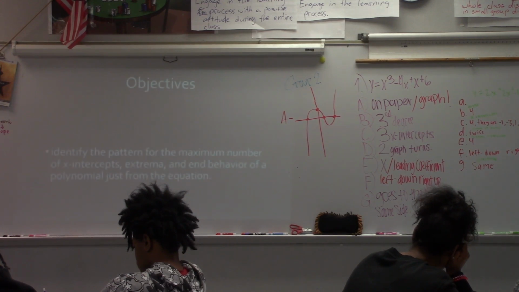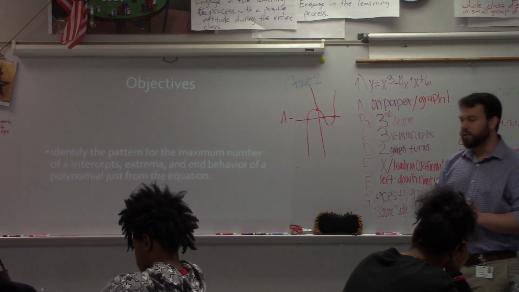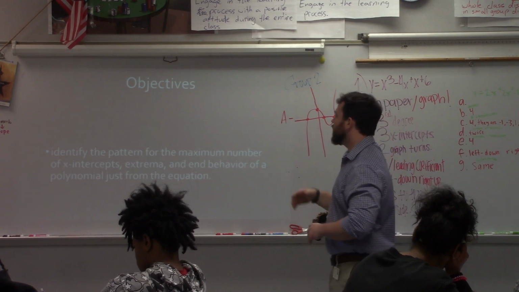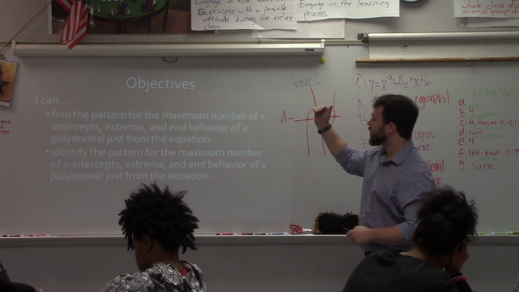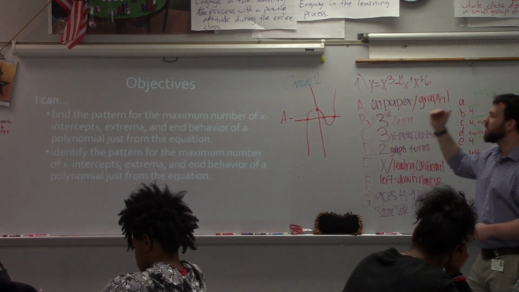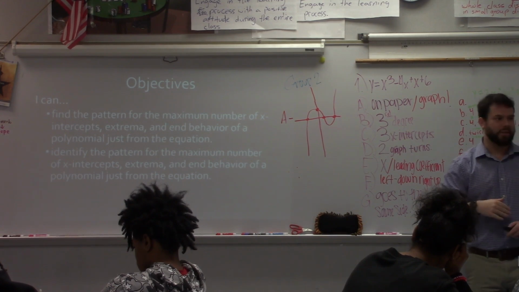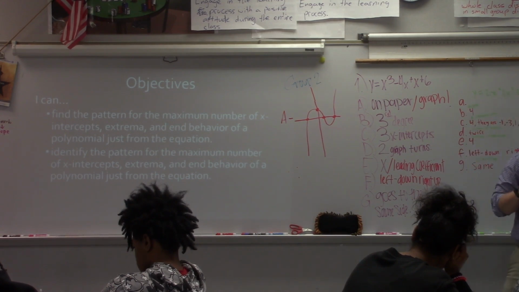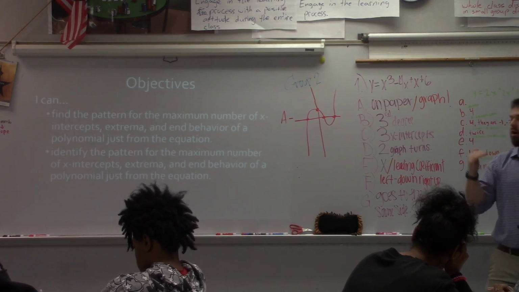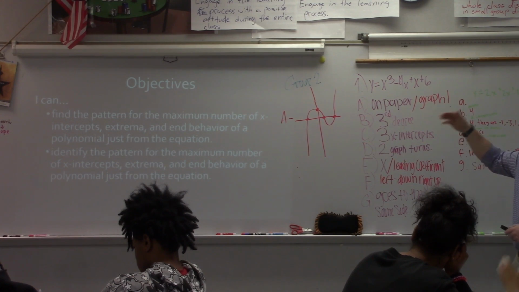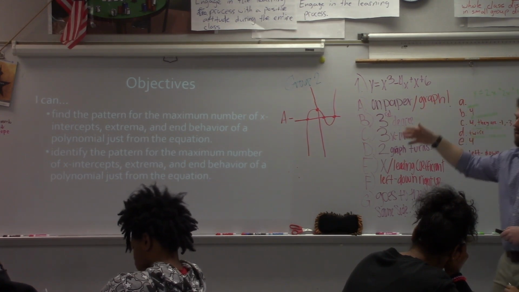Now, the objectives, please note that this is what the activity is from yesterday. We're trying to find the pattern for the maximum number of x-intercepts, extrema, and end behavior of a polynomial just from the equation. You can always graph these things on calculators. But we want to be able to quickly look at the equation and know what the number of x-intercepts is going to be, what the maximum number of extrema is, what the end behavior is going to look like.